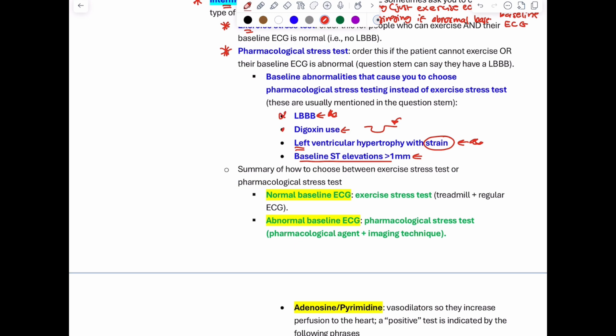But if you see this mentioned somewhere, then you know that baseline ECG is not normal, which means do exercise ECG with imaging. But let's say their baseline ECG right here was completely normal, then you can just do a regular exercise ECG with no imaging because you could see whatever it is that's causing the initial chest pain.